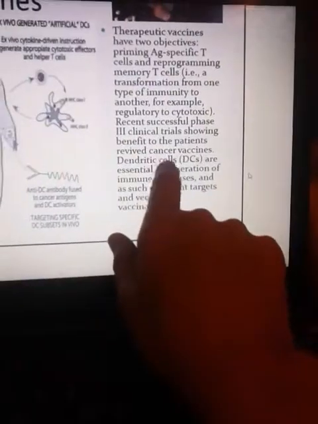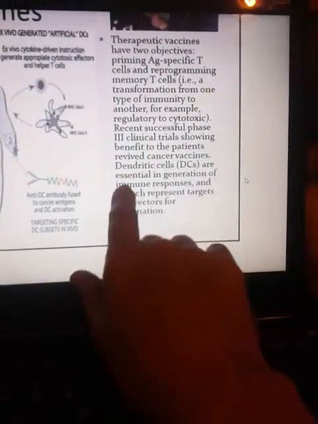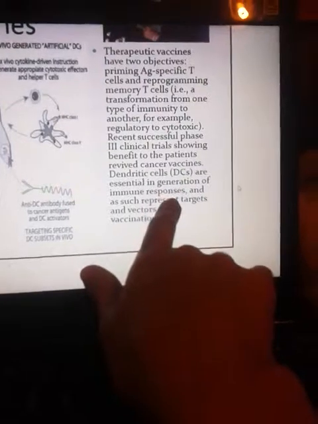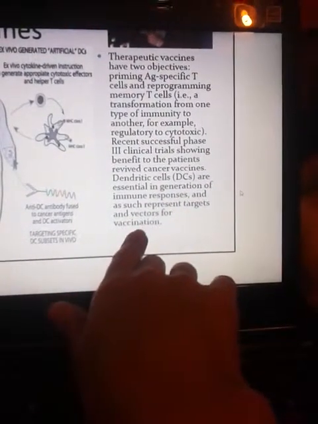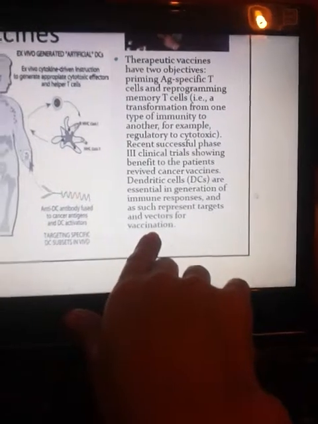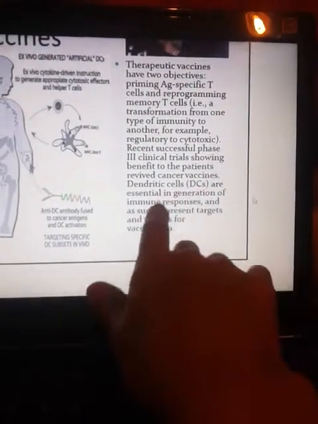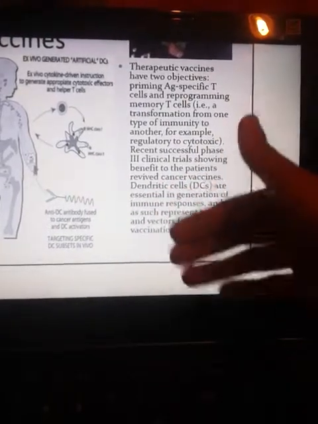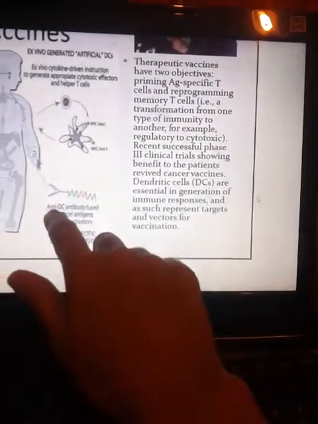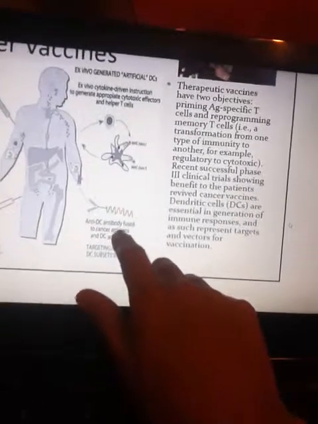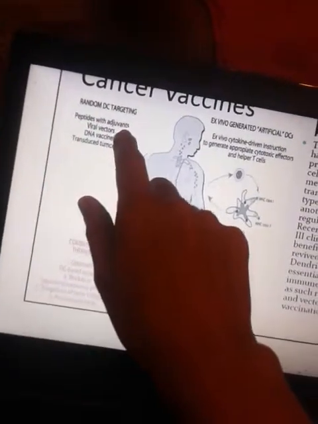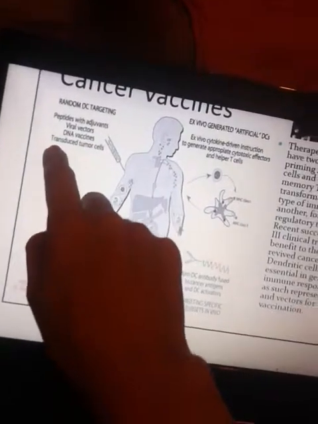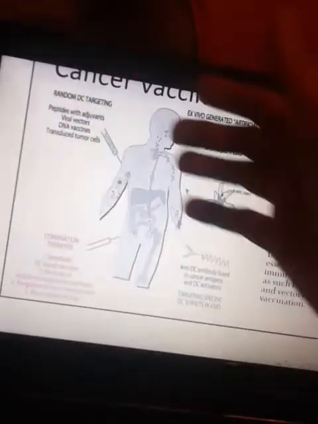Again, dendritic cells are essential in generation of immune response and as such represent targets and vectors for vaccination. If the dendritic cell gets the immune response and allows the tumor to grow, we should do something against the dendritic cell, anti-dendritic cell antibody. Or we can use peptide with adjuvant, viral vector, DNA vaccine or transduced tumor cells to randomize dendritic cell targeting.